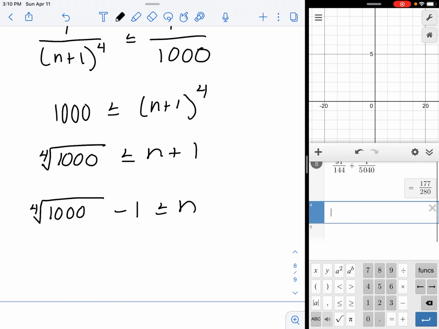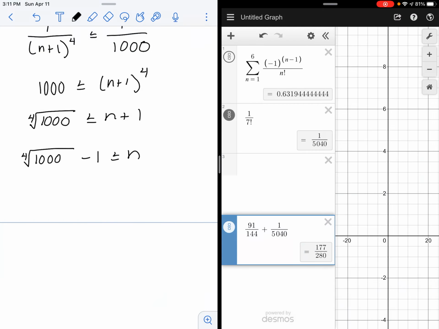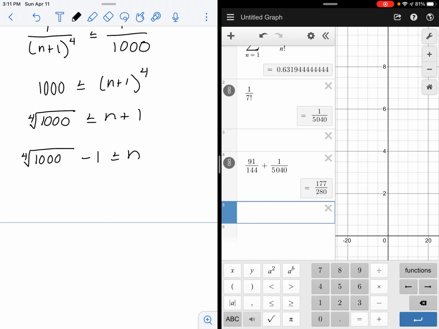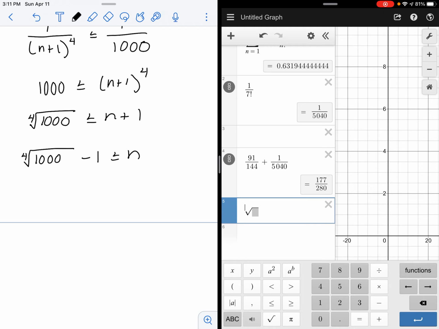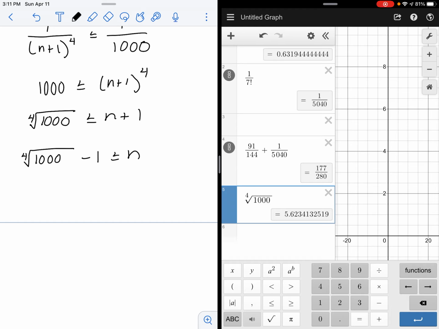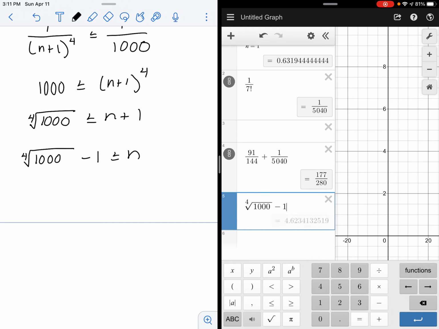I'm going to go over here to my calculator. I'm going to have to make this a little bigger just so I have more keys here. Okay. Functions, nth root. Okay, there we go. 4th root of 1000, minus 1, that's about 4.623 is less than or equal to n.